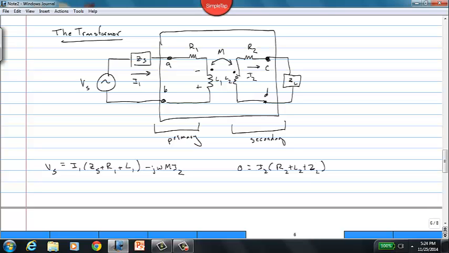We then have to account for the voltage induced in L2 due to the mutual inductance. We see that I1 enters the positive terminal of L1, therefore we get a plus minus here, which is opposite of the other ones, so we have to subtract that off: j omega M, and it's induced by current I1. So those are the two equations, the two mesh current equations that describe the circuit.